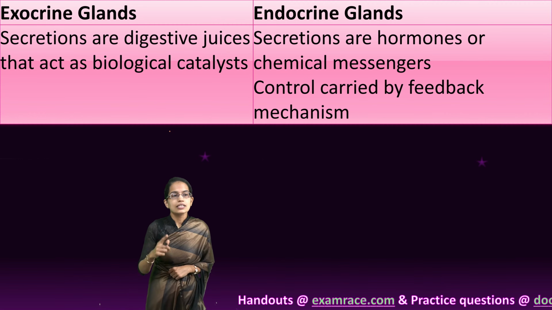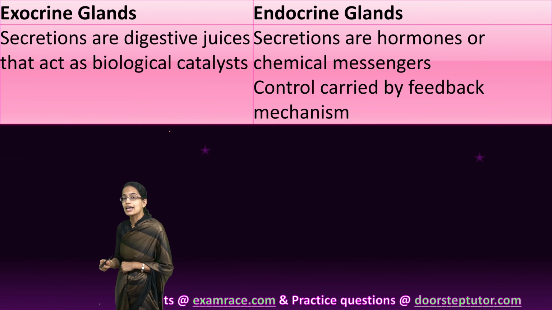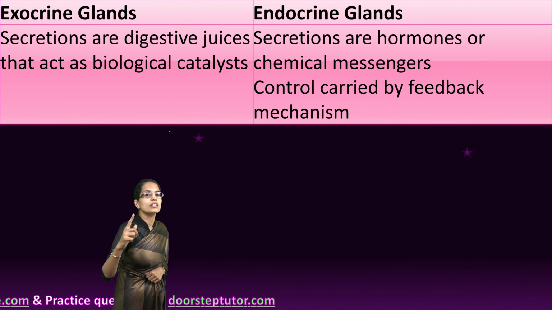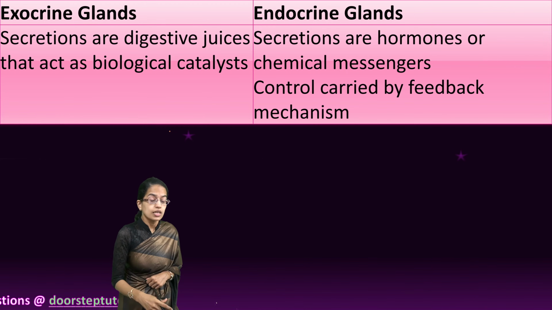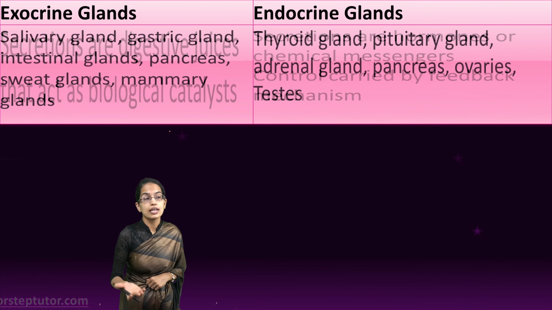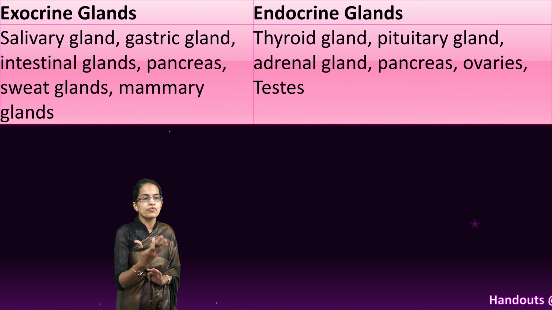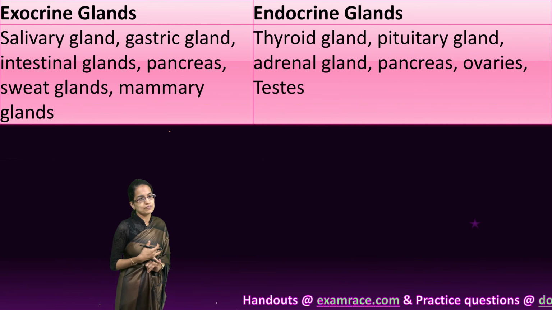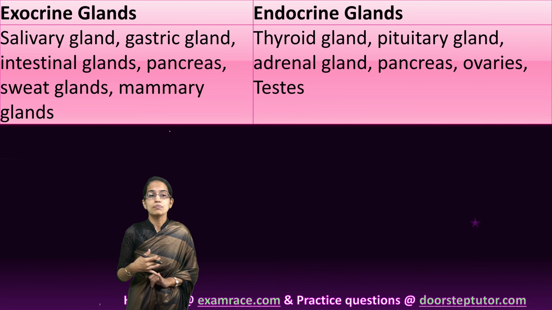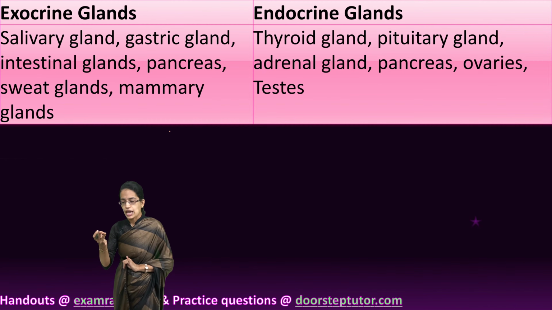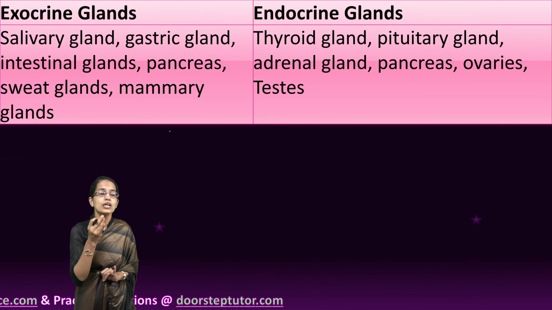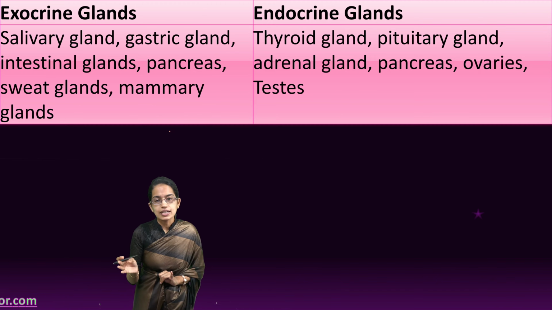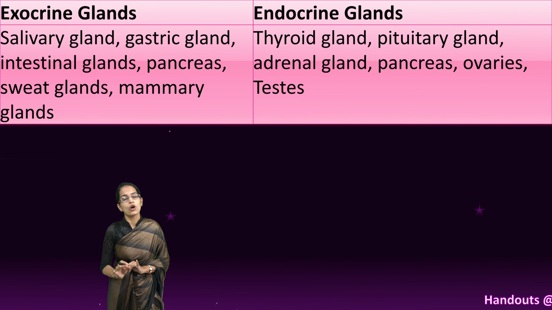Exocrine glands have secretions that act as catalysts. That means they enhance the rate of reaction or the way in which the reaction progresses. Secretions of digestive juices are again good examples of exocrine glands. So we have certain common examples here. Exocrine: salivary glands, sweat glands, mammary glands, gastric glands, and then intestinal glands are some of the common examples. Endocrine: thyroid, pituitary, adrenal, pancreas, ovaries, testes are common examples.